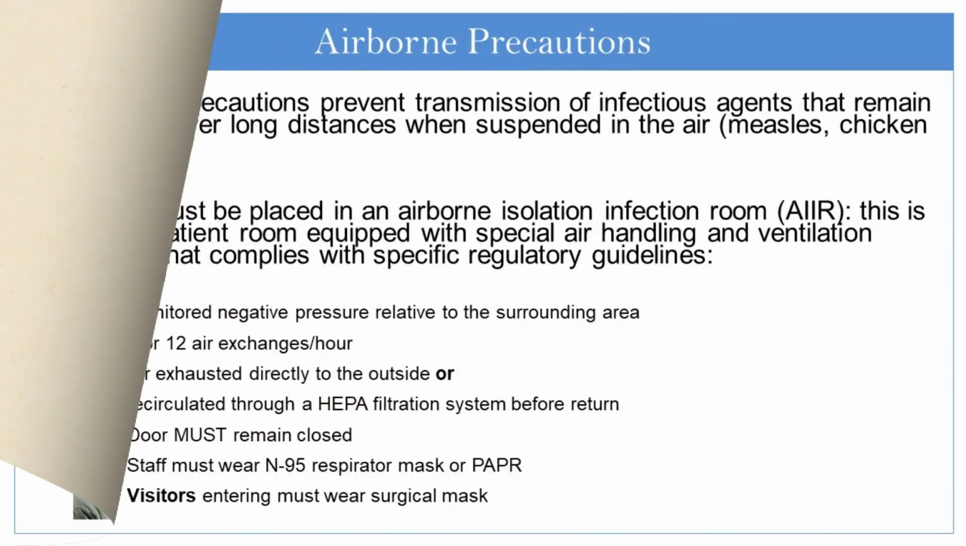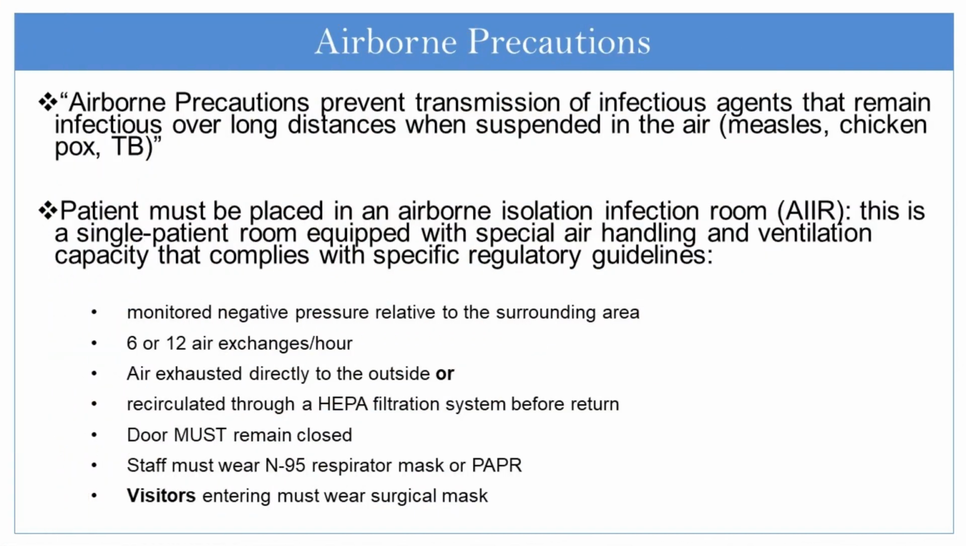Airborne precautions prevent the transmission of infectious agents that remain infectious over long distances when suspended in the air. For example, measles, chickenpox, TB, and of course COVID. The patient must be placed in an airborne isolation room.